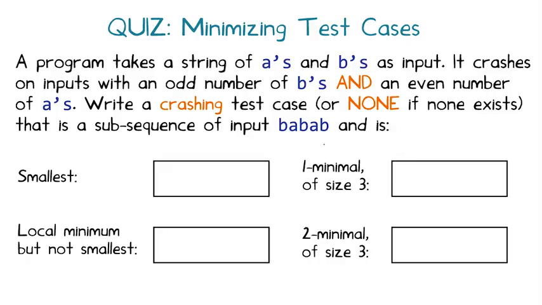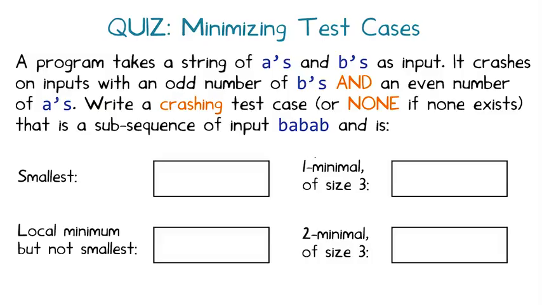Previously, we defined a test case to be a subset of these changes, which was a set of delta functions. For brevity, we won't use the delta notation in this quiz. Instead, we'll slightly abuse terminology and just consider test cases to be the subsequences of BABAB that result from applying those changes in a subset of CF.